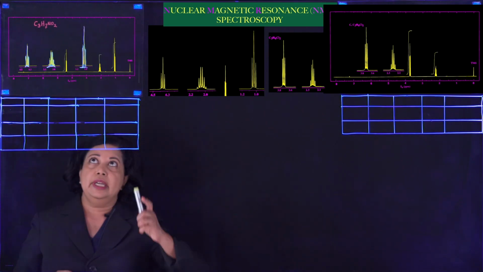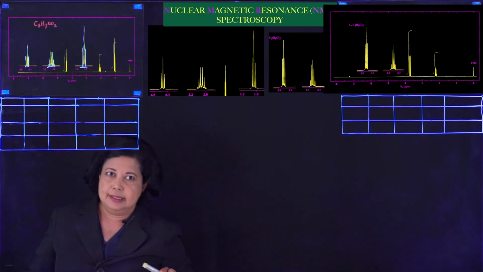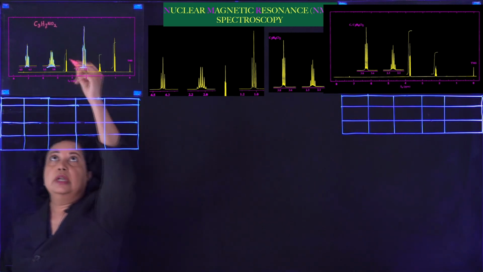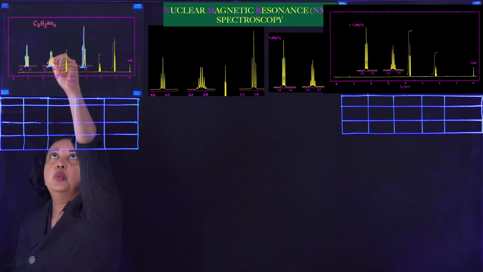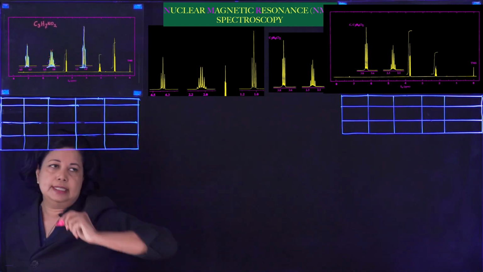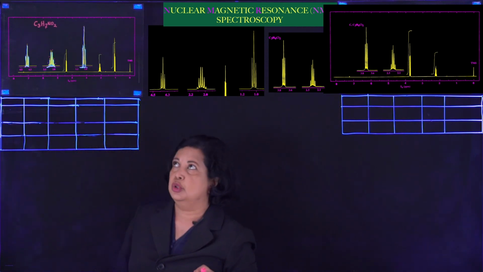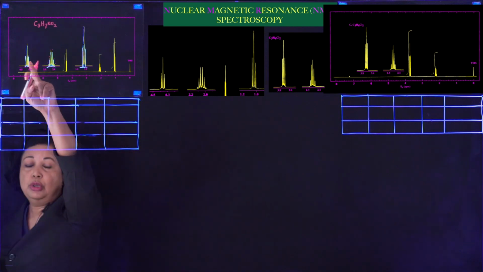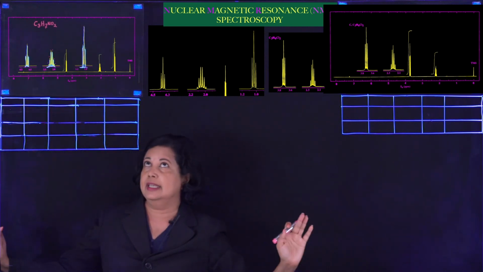We have over here 1, 2, 3 peaks. These are blown up for you here, so you can see it's a triplet. Count the mountain peaks here: 1, 2, 3, 4, 5, 6. And it's pretty symmetric. So that's a sextet, and here's another triplet. All right, so let's look at these.